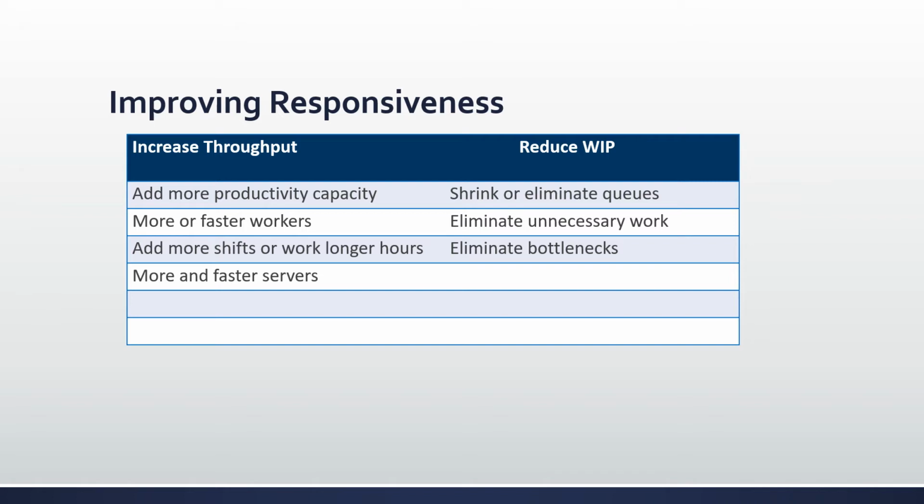So to increase throughput, you can add more productive capacity: more or faster workers, add more shifts or work longer hours, or have more or faster servers. To reduce WIP, you can shrink or eliminate the queues, eliminate unnecessary work, or eliminate bottlenecks. The key to Kanban is that it is a pull system where resources pull from the available work when they have the capacity. This is opposed to the traditional push system where a manager tells the resource what work to do and when. This builds a stronger ownership of the task, and this supports systems thinking growth.